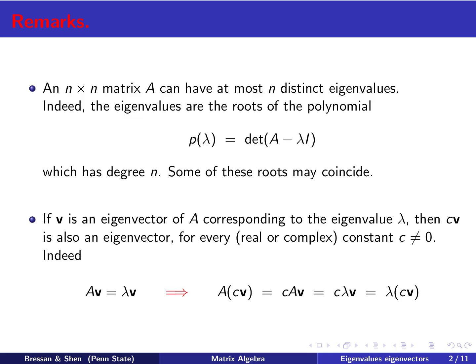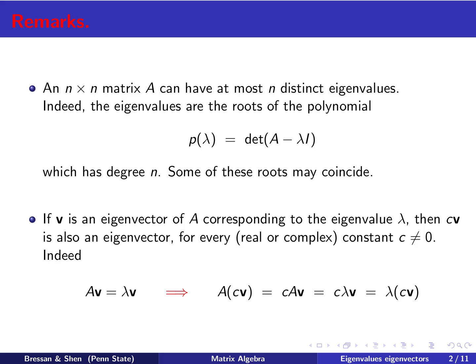The second property is that if an eigenvector of A is given as V, then any scalar multiple of that vector is also an eigenvector. V can be multiplied by a real number or a complex number C. This can be proved in just one line. If V is an eigenvector, then A times V equals lambda times V for the corresponding eigenvalue.